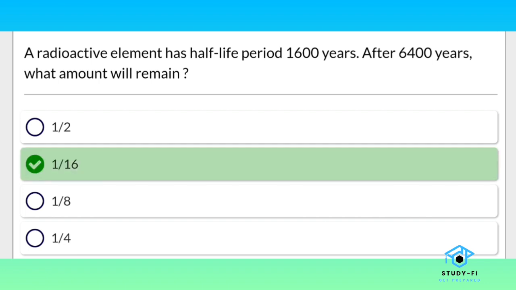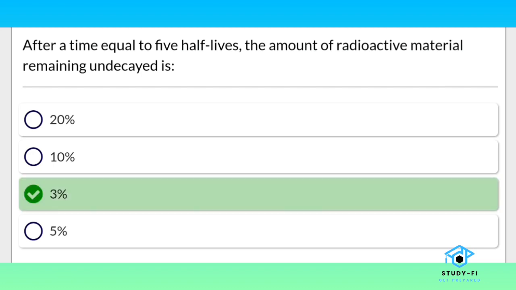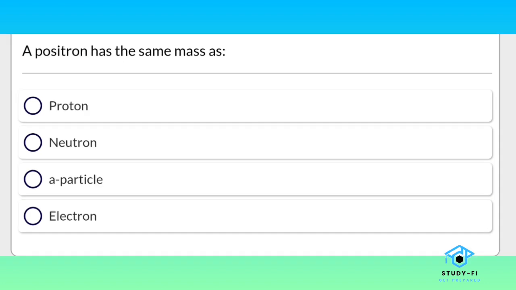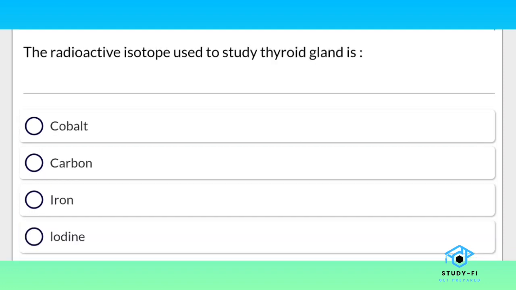1 by 16. After a time equal to 5 half-lives, the amount of radioactive material remaining undecayed is 3%. A positron has the same mass as an electron. The radioactive isotope used to study the thyroid gland is iodine.